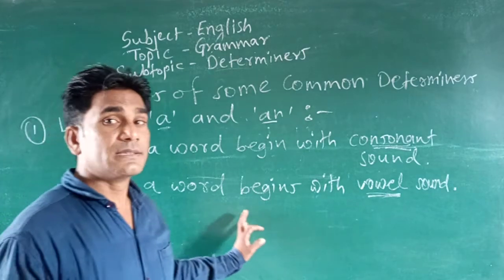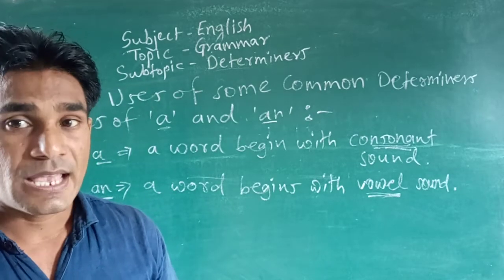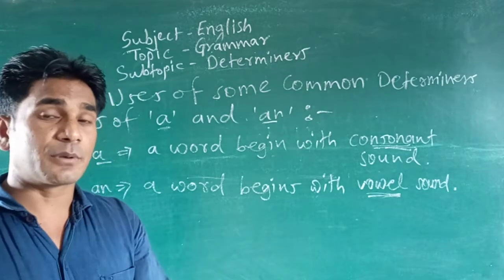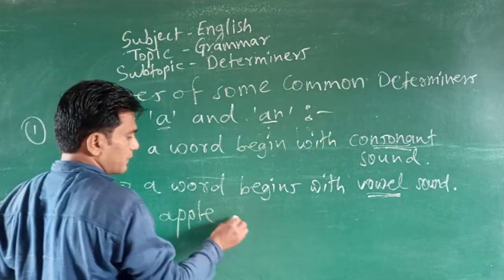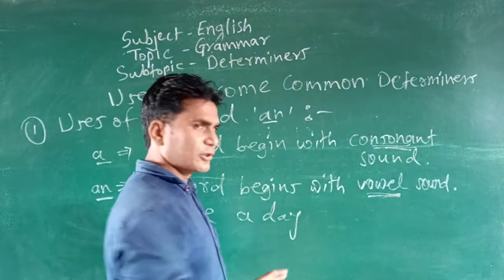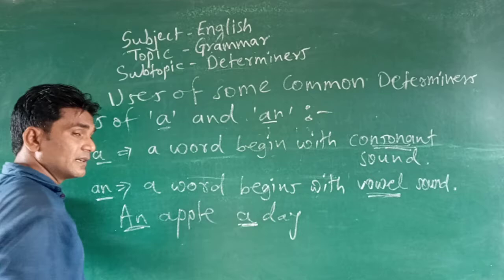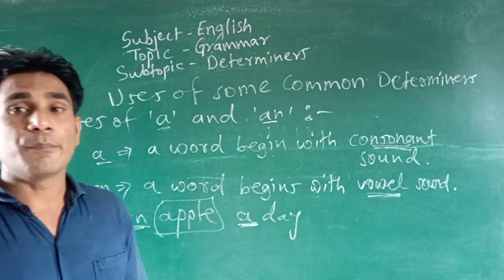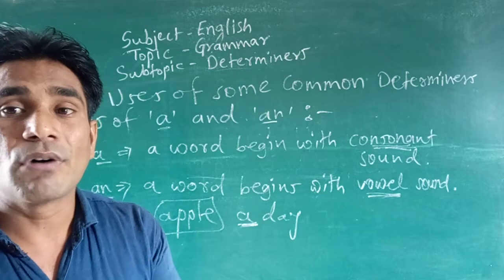Okay, so this is the difference between the use of a and an. As we have seen, an apple a day. Let's repeat that example and understand it. An apple a day. Here we take just this one. Here is an and here is a. Why? Because this noun begins with a vowel sound.